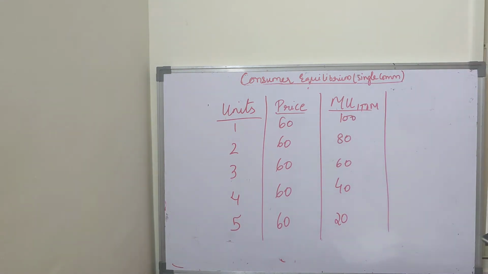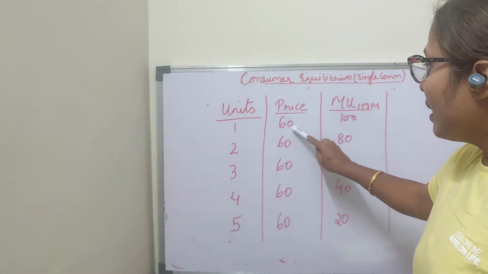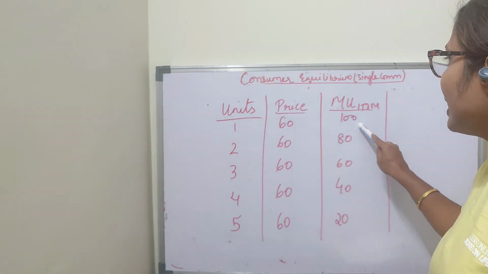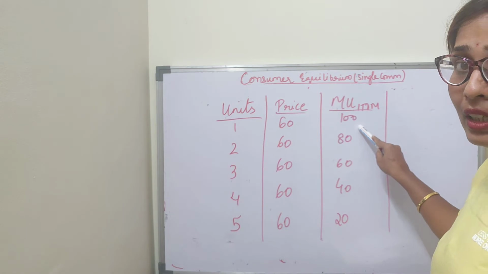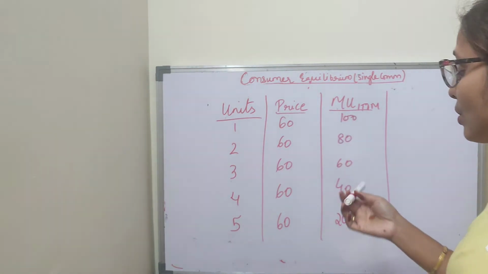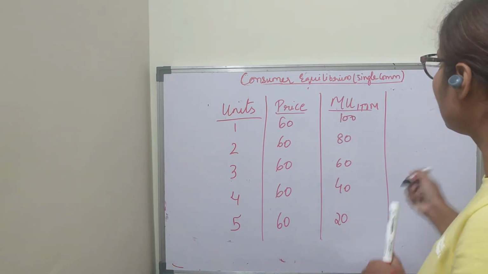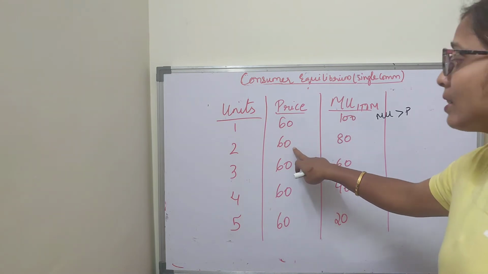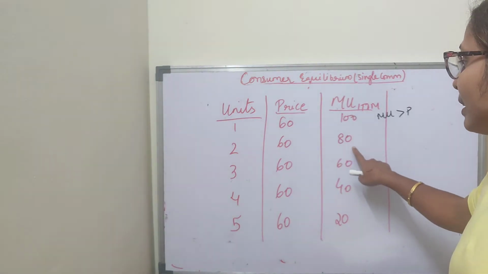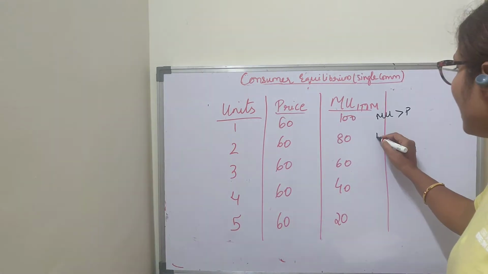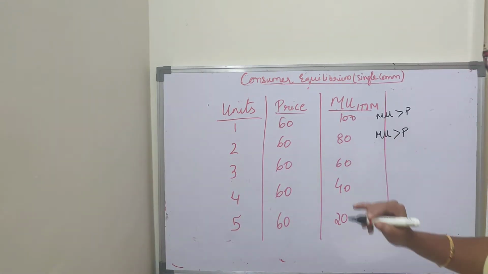So in this table what you can see is that when the price is rupees 60, in the first unit the consumer is getting the satisfaction of rupees 100. That means he is getting more than what he paid. Here marginal utility is greater than price. Now in the second unit, when the price is rupees 60, the consumer is getting the utility of rupees 80. That means he is getting more than what he paid. So here marginal utility is greater than price.